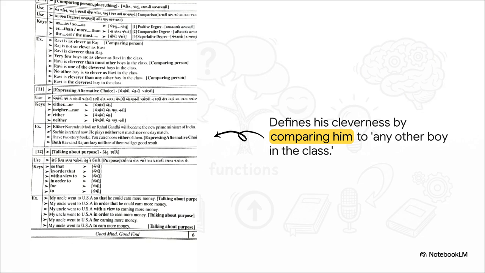We're not just saying Ravi is clever. We're actually defining how clever he is by measuring him against a specific group, any other boy in the class. That gives us a much sharper, much clearer picture of his abilities.